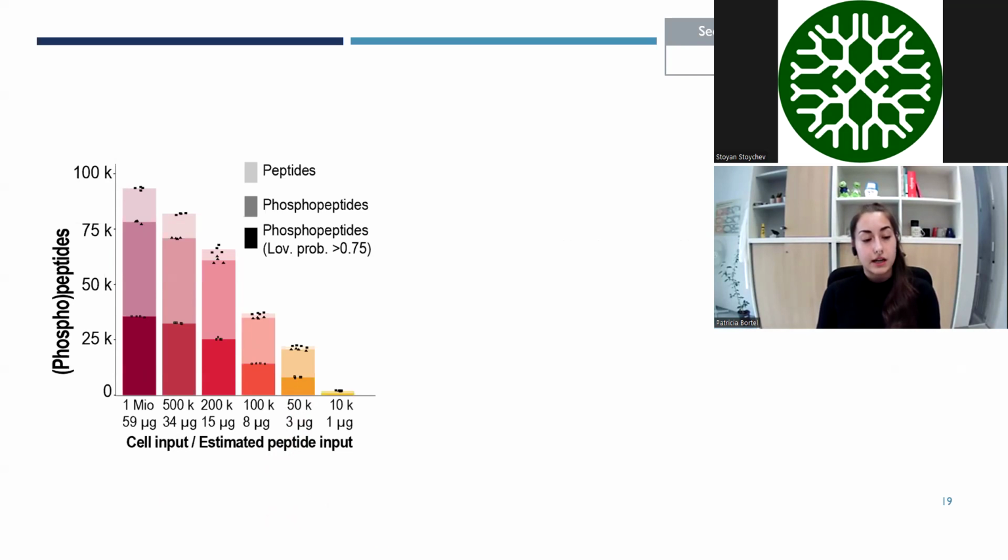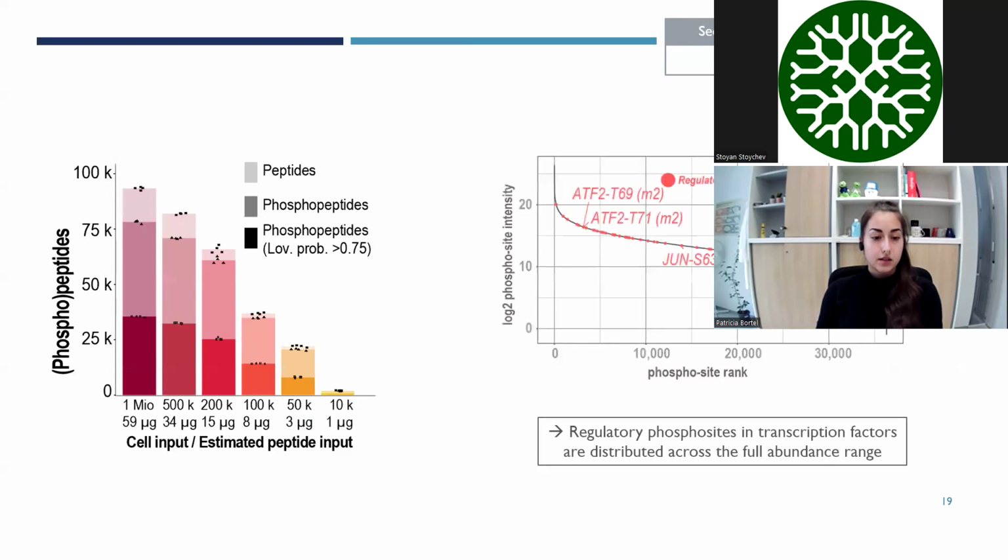As these are quite huge numbers, we wanted to see whether these very deep phosphoproteomes also improve the downstream functional analysis. To do so, we mapped the number of known regulatory sites for transcription factors contained in the phosphoproteome of the 1 million input. And we could identify relevant regulatory sites in transcription factors such as CHUM or ATF2, which were distributed across the full abundance range of the obtained phosphoproteome.